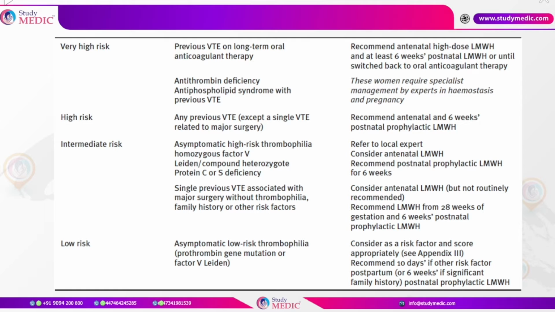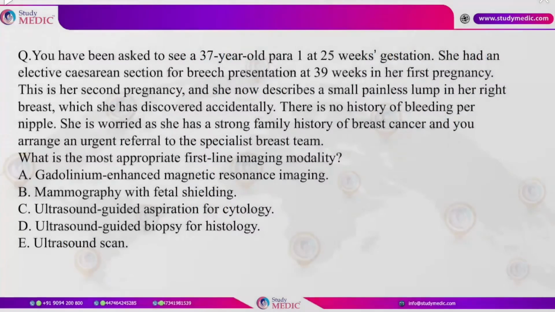Again, that annexure talks about thrombophilias. In that context, very high risk, intermediate risk, and low risk of thrombophilia. So in that category, you need to understand how we are proceeding for the thromboprophylaxis management in antenatal and postnatal. Please go through this chart very importantly. Let's come to the question.